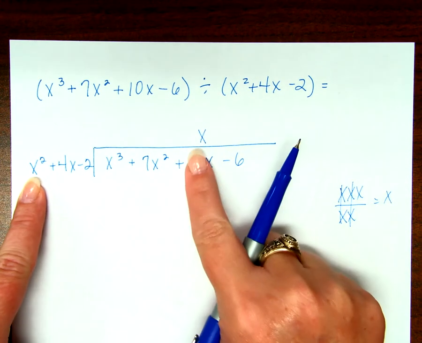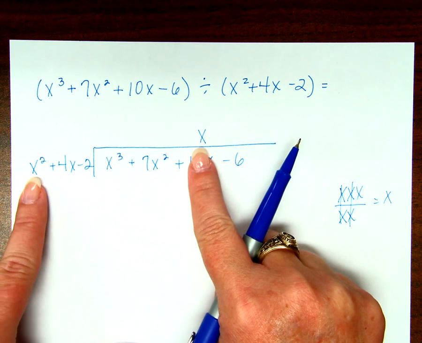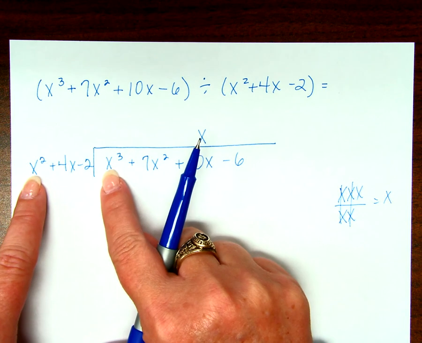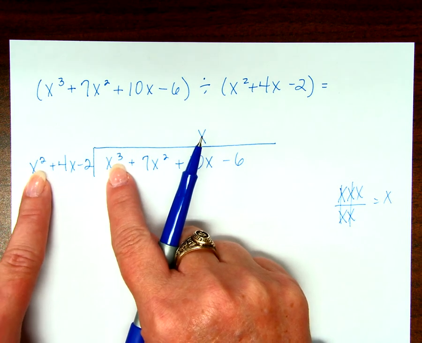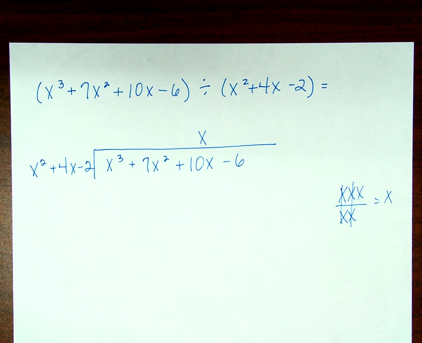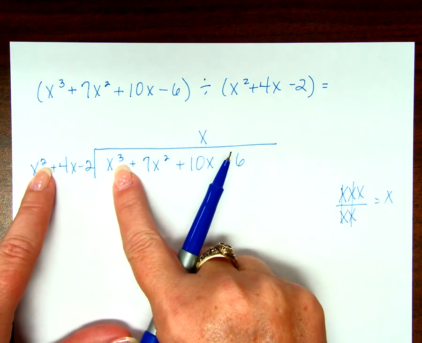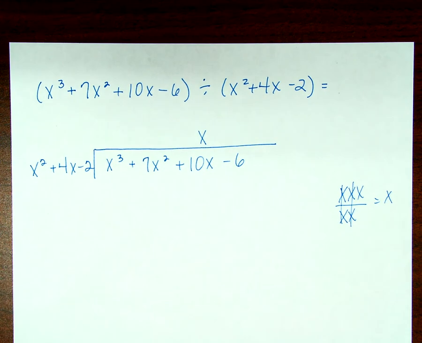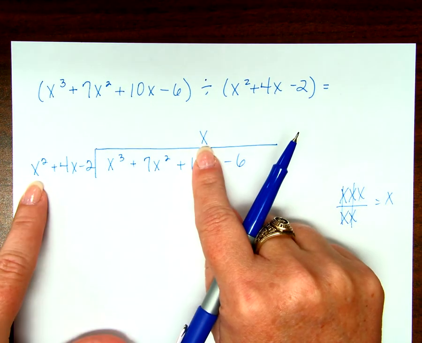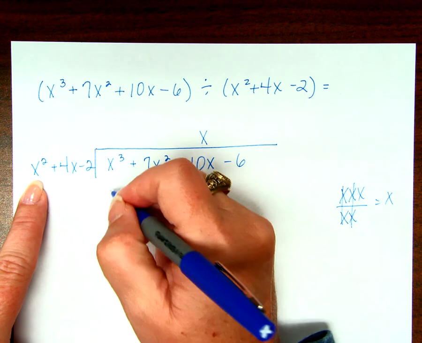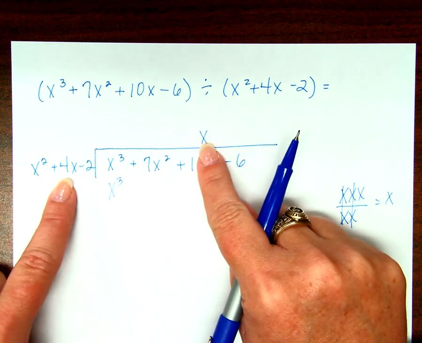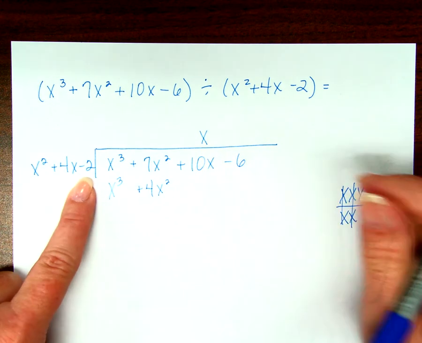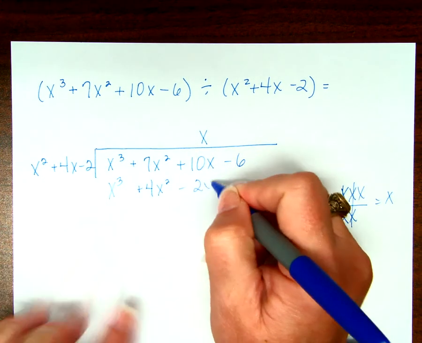So at least one of you has seen the rule, and we're not having to do this every time, right? When we're dividing like bases, what are we doing with the exponents? Subtracting. Does that make sense? When we multiply like bases, what do we do with the exponents? Add. So does it make sense that if we're dividing like bases, we would subtract the exponents? Excellent. What's x times x squared? x cubed. What's x times 4x? 4x squared. What is x times negative 2? Negative 2x. And now?